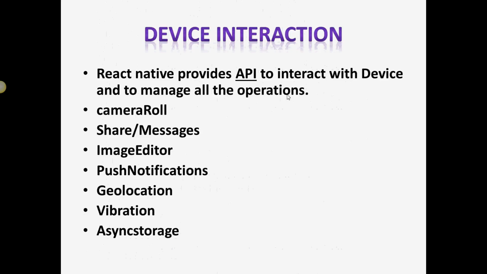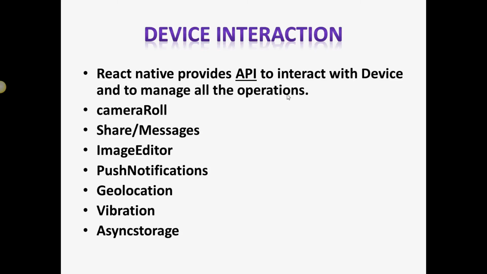Now we saw the touchable elements, the elements to make the design of your app. The next thing is interaction. Interaction means that in your mobile you have your camera, messages, geolocation, vibration, and storage. To interact with these, React Native provides different APIs. If you want to interact with the gallery of your mobile, you have the camera roll API. This is again a component that contains different functions and methods.